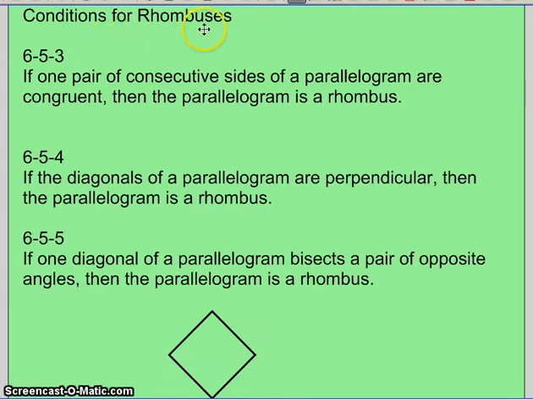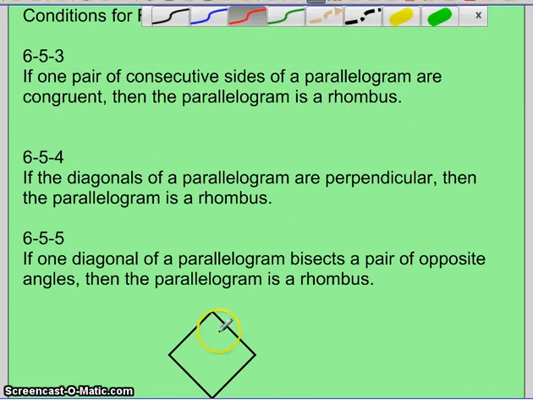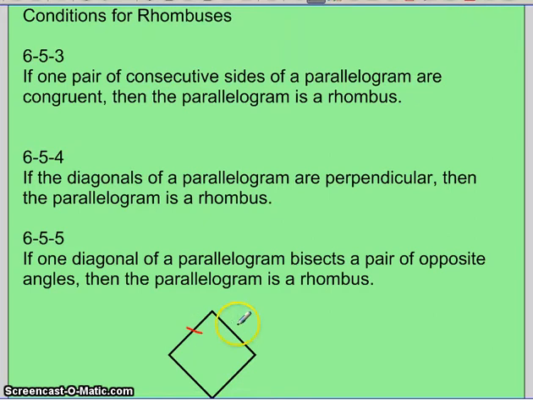Alright, conditions for rhombuses. If one pair of consecutive sides of a parallelogram are congruent, then the parallelogram is a rhombus. So consecutive sides, remember consecutive doors would be right next to each other. So sides that are touching one another share a vertex. If those two would be congruent, then as long as it's a parallelogram, we would know that it was a rhombus. So we've got to have again that it's a parallelogram first, and then if we have that condition where the consecutive sides are congruent, we could state that it is a rhombus.